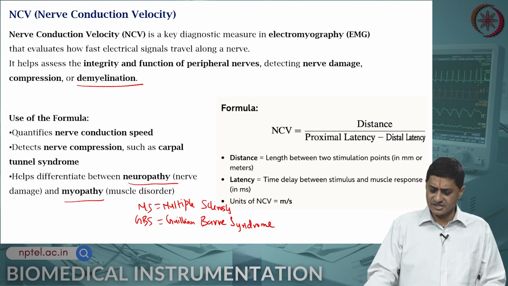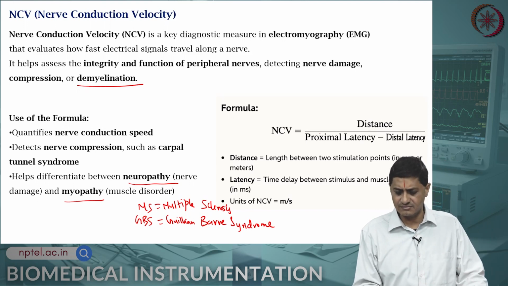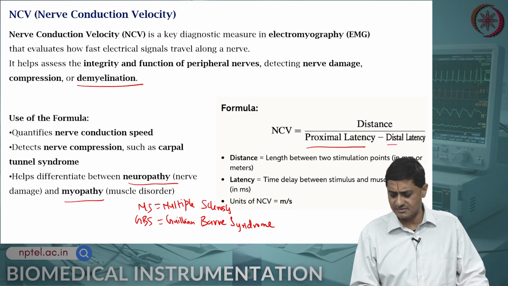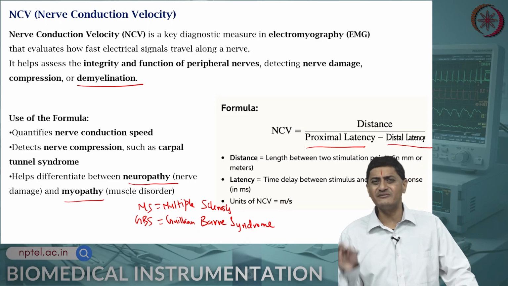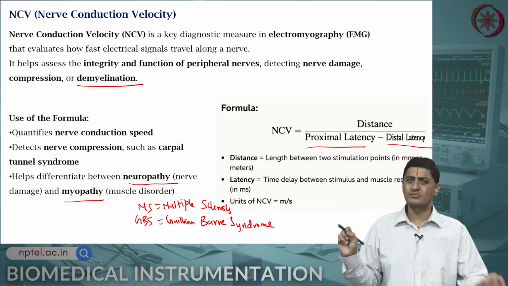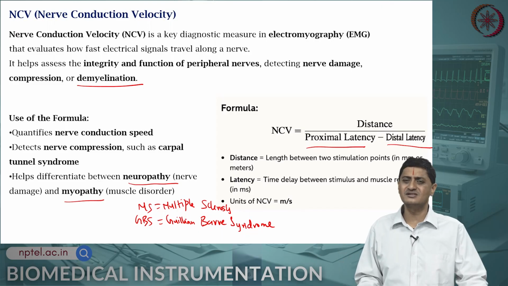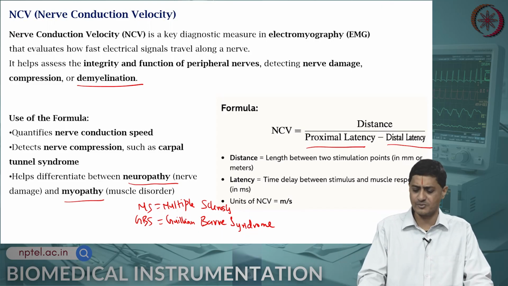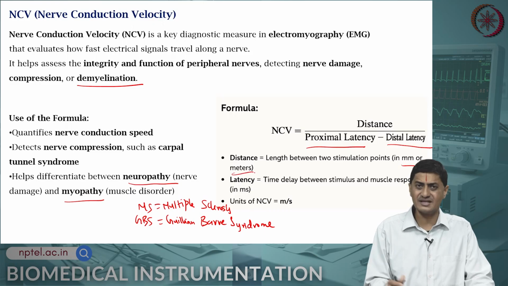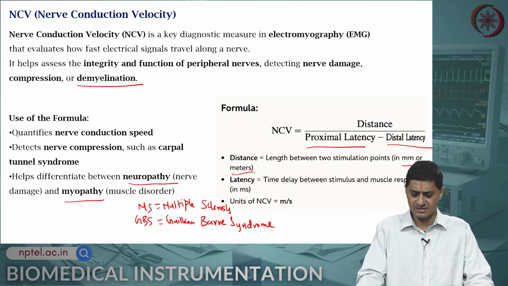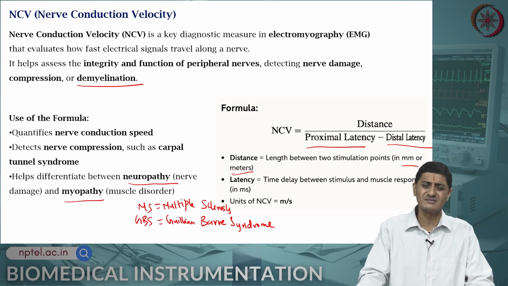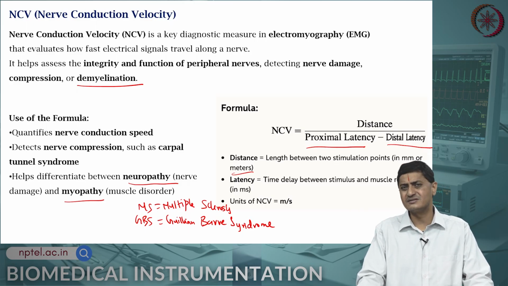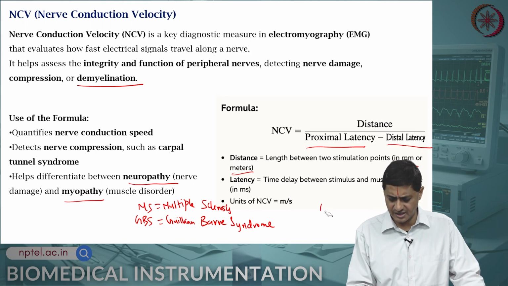So, essentially nerve conduction velocity is the distance travelled divided by the proximal latency minus the distal latency. Latency is the time delay between you giving a stimulus and what you are measuring between 2 points, and you know the distance that needs to be travelled, the length between the two stimulation points in mm or in meters, and the latency, the time delay. The unit of nerve conduction velocity is meters per second. What is the maximum velocity at which neurons can conduct? It is about 120 meters per second.